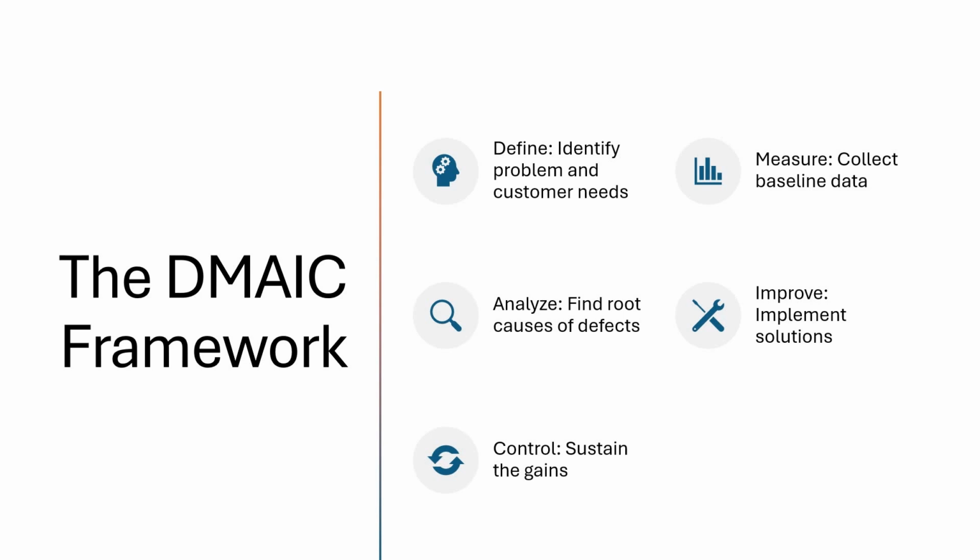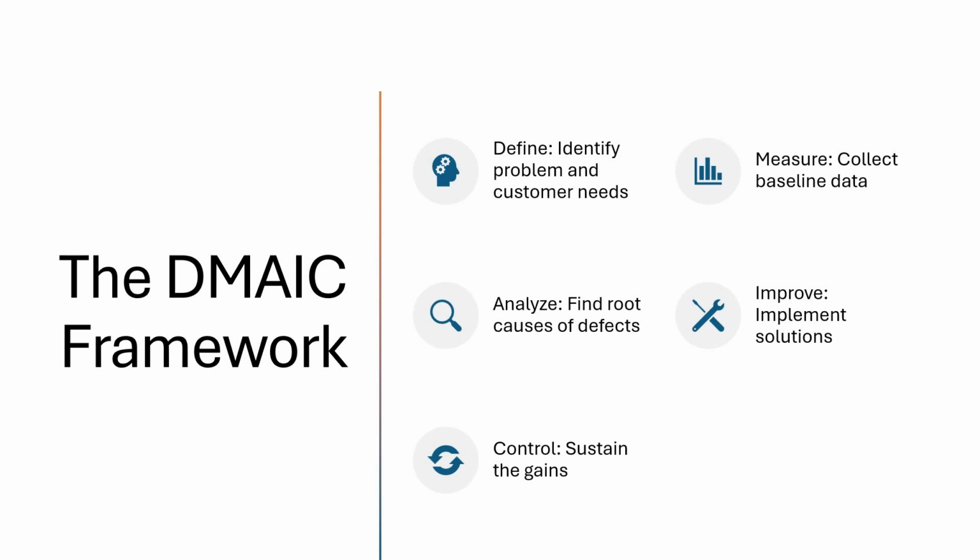First step is define. You need to identify problem and customer needs. This phase focuses on scoping the problem clearly, defining the business case, and identifying the voice of the customer. You create project charter very clearly, identify the CTQs, and set goals and boundaries. For an instance, a call center defines its problem as high call abandonment rate during peak hours. It ensures that the customer's expectations and the business objectives are aligned before moving forward.